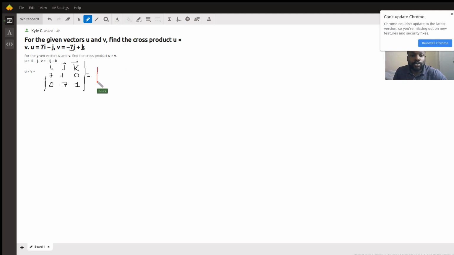So what's going to be in the 2x2 determinant for i? Well, what you do is, looking at i, starting from i, you cross down and across. And if you do that, so you put i here, what's left? You're left with -1, 0, -7, and 1. So let's do that. So I'm going to delete that, and we'll come back to that.